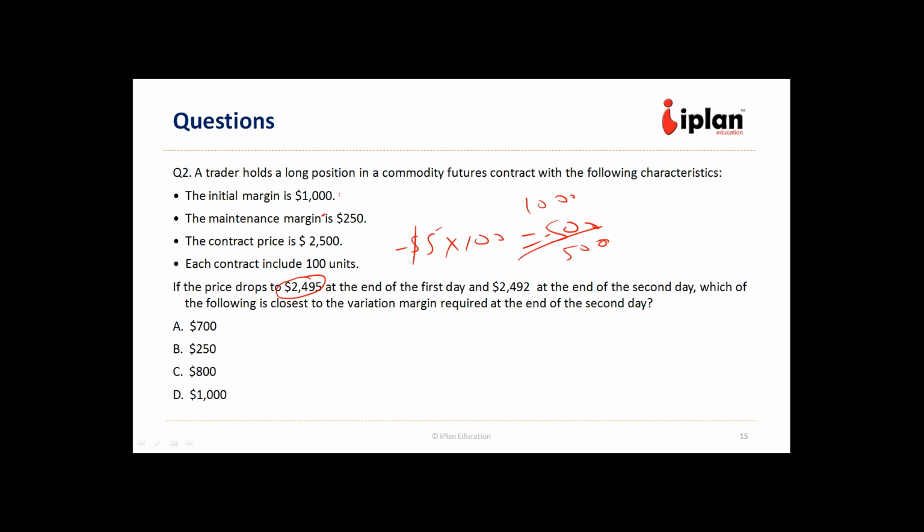Initial margin is $1,000, and at the end of the first and the second day, 2492 is the price, so $3 more loss you had, so that means $300 more gone, so $200 is left in your account. So which would be your variation margin? You need to have $1,000 and you have $200 remaining, so $800 is required. So the $800 is your variation margin.